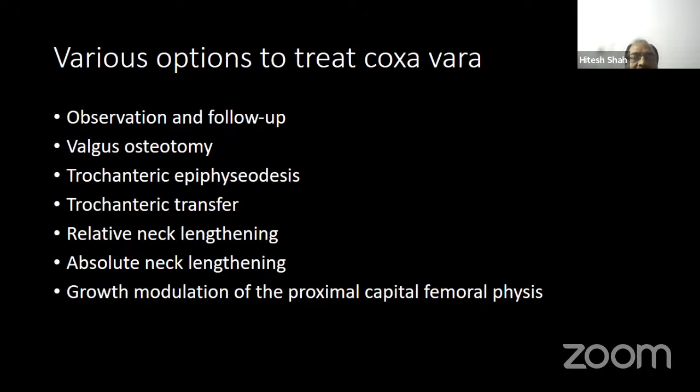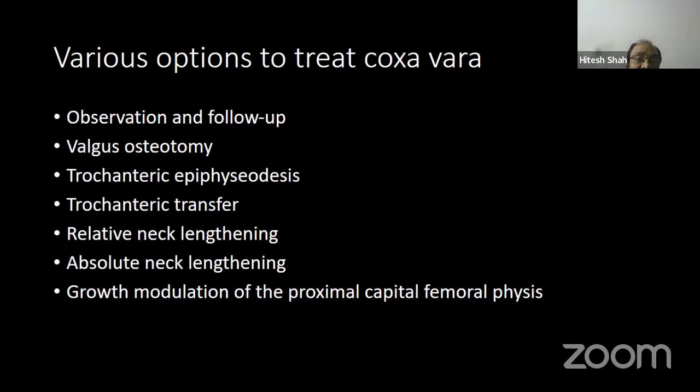either in the form of opposite epiphyseodesis or ipsilateral lengthening. What are the various options to treat Coxa Vara? Observation and follow-up, as I said, for a static problem or one with no mechanical problem. The valgus osteotomy, very commonly performed for developmental Coxa Vara. Trochanteric epiphyseodesis is very commonly used when we suspect growth arrest of the proximal femur, or as a preventive measure against greater trochanteric overgrowth.